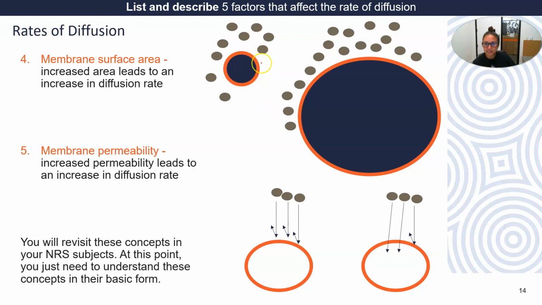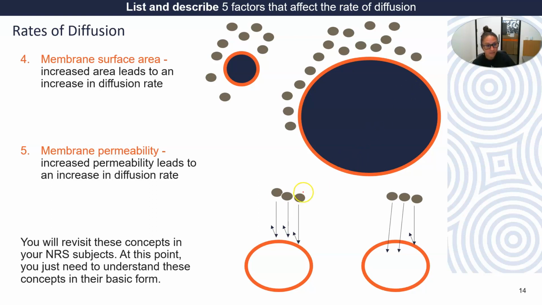Okay, surface area has an effect on diffusion rate as well. If I only have a little area, I don't have a lot of space to cross. If I have a big area, I have more room to diffuse through.